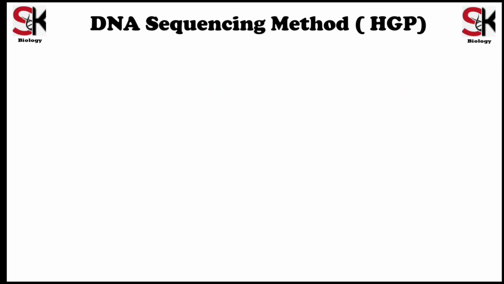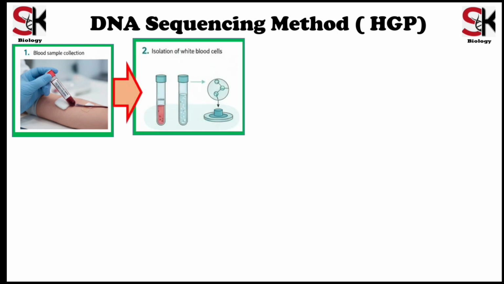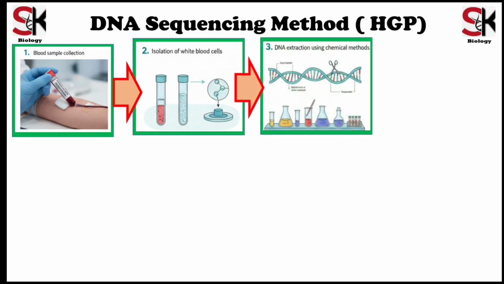Now, let us understand the method followed by scientists in Human Genome Project. Firstly, they collected blood samples from anonymous volunteer donors. Donors were selected with strict ethical guidelines. From blood, scientists isolated white blood cells as a source of DNA. From these cells, DNA extraction was done by chemical extraction method.